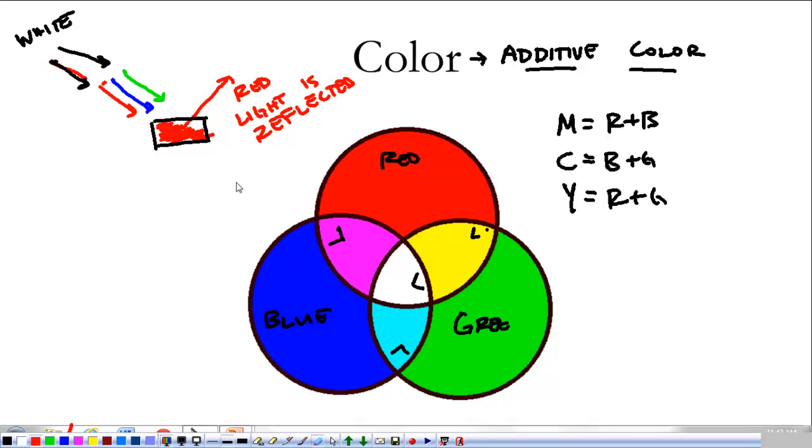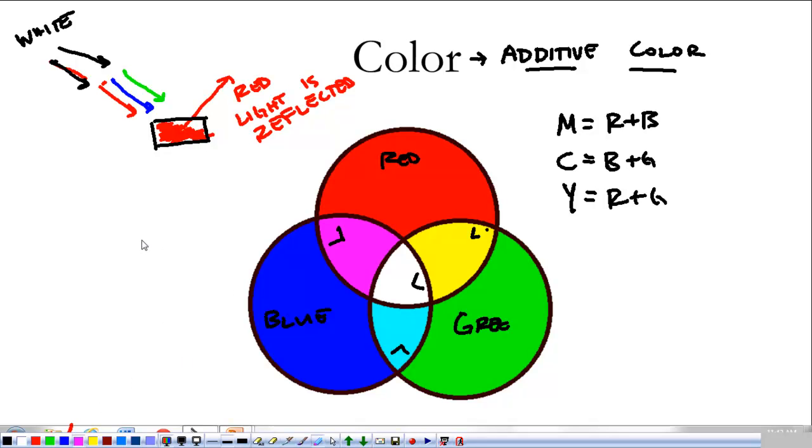That's what it means to be red. Red objects absorb green and blue and they reflect red. If we were to shine just green and blue light onto a red object, it would appear to be colorless or black. That's what lack of color is when we're adding light together.